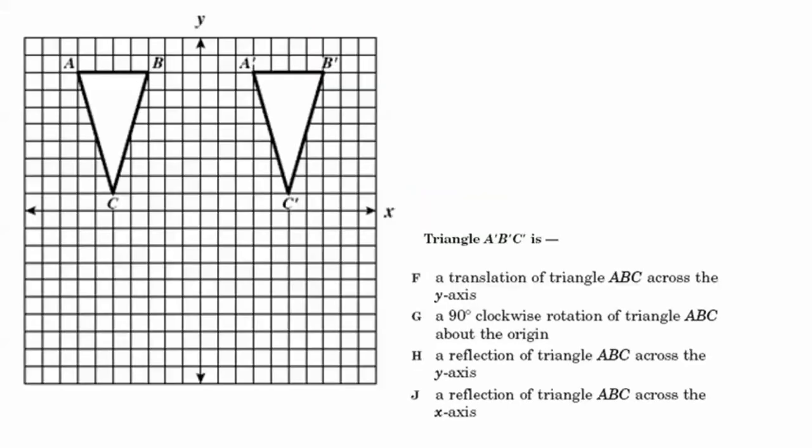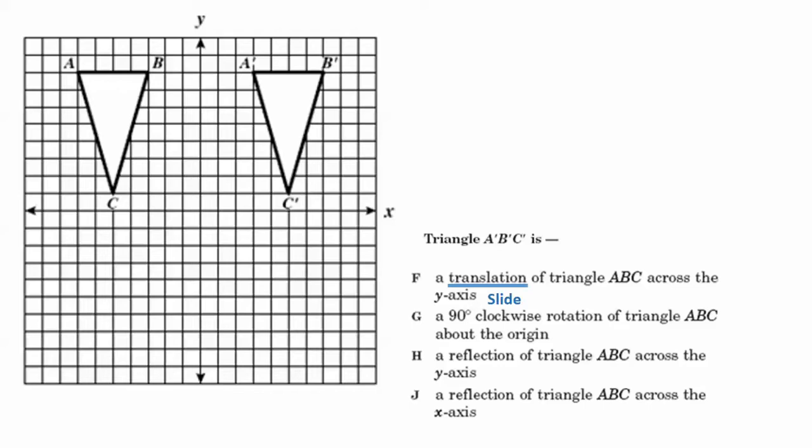Here are some examples. We have preimage ABC and image A prime, B prime, C prime, and we want to know how I get from one to the other. Is it F, a translation across the y-axis? G, a 90 degrees clockwise rotation about the origin? H, a reflection across the y-axis? Or J, a reflection across the x-axis?